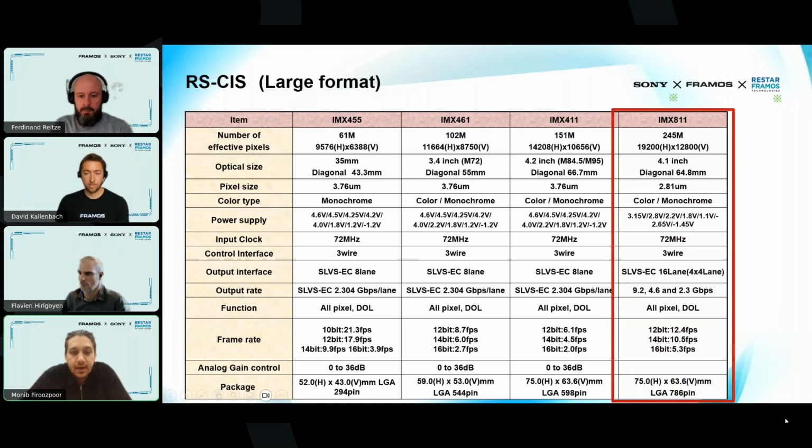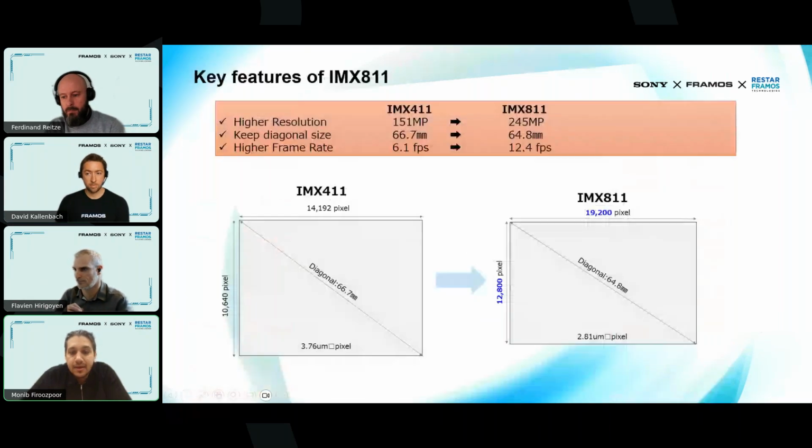What is different in IMX811 is, first of all, what is the same: the package size remained the same. So Sony increased the resolution, and the package size remained the same. The pixel size is smaller to achieve a higher resolution. And also the SLVS-EC is now 16 lane, 4x4 lane. What we can highlight here is mainly the speed of the sensor. It's now achieving 12.4 FPS in 12-bit. And in terms of the sensor size, as you can see, IMX811 is slightly smaller, but the package size would remain the same. Next slide, please.